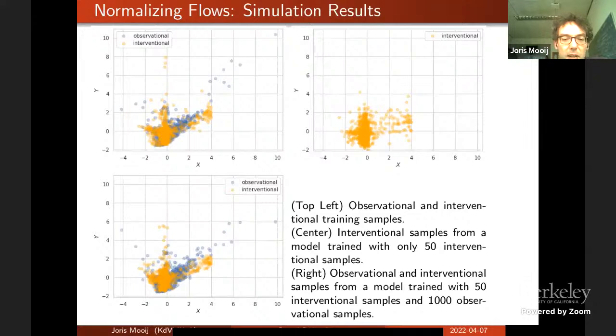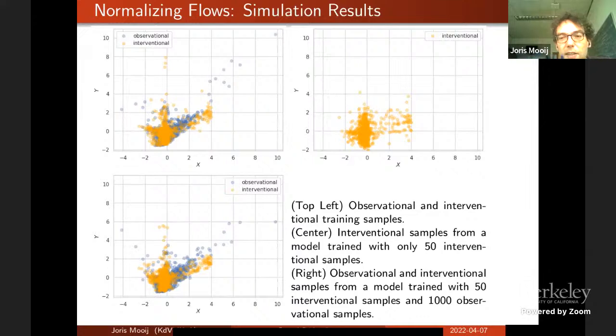So this takes a little effort to explain what you see here. On the top left, you see samples from the true model. The true model was not picked to be in the modeling class that we use for estimating it. And the blue data points here are from the observational distribution, and the yellow ones are from the interventional distributions. So you can see that there is a difference between the two. So there's some confounding in the observational regime.